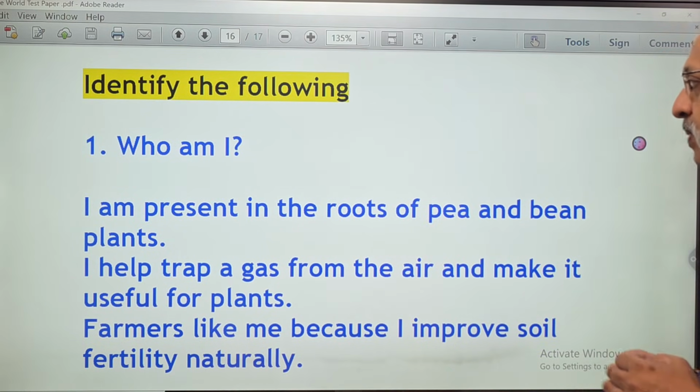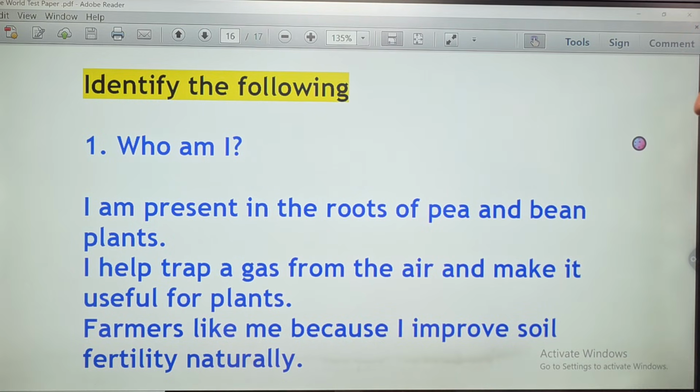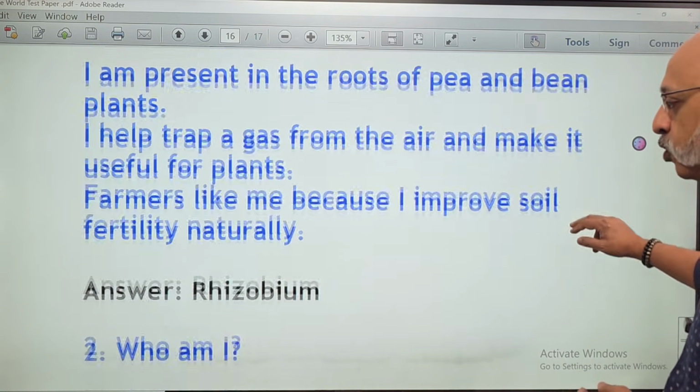Who am I? I am present in the roots of pea and bean plants. This you should be able to because we just did it. I help trap a gas from the air and make it useful for plants. Farmers like me because I improve the soil fertility naturally. I'm sure you will be able to do that. We are talking about rhizobium.